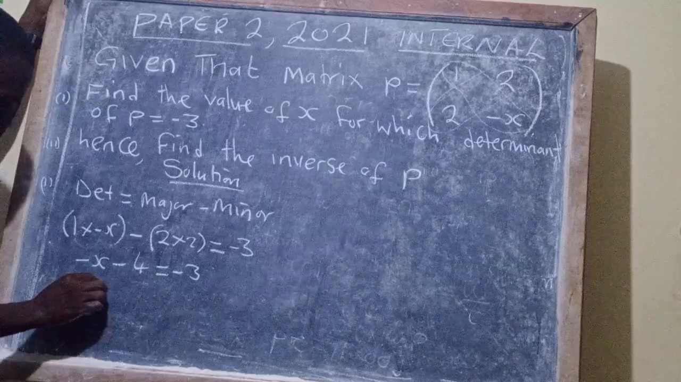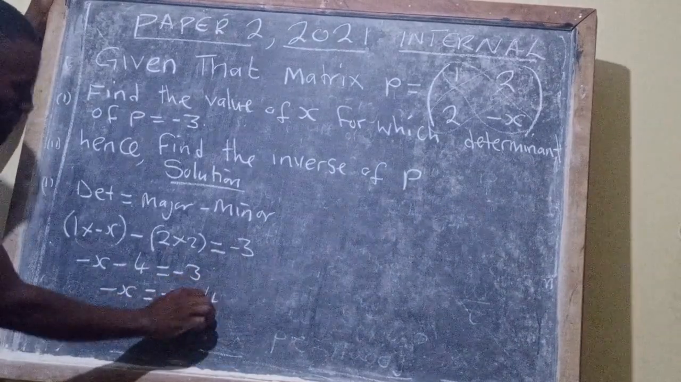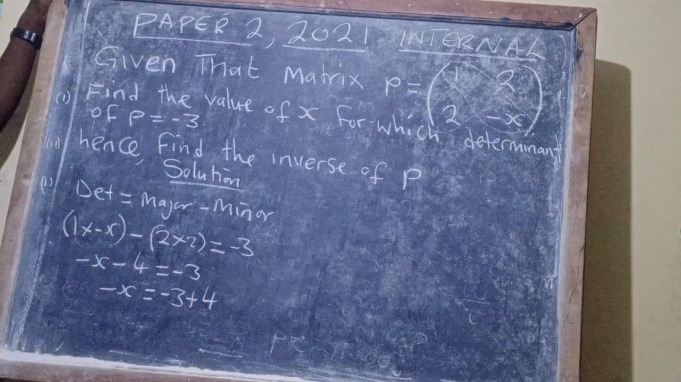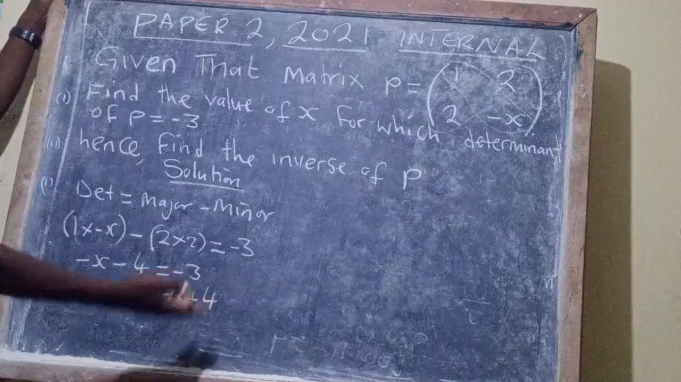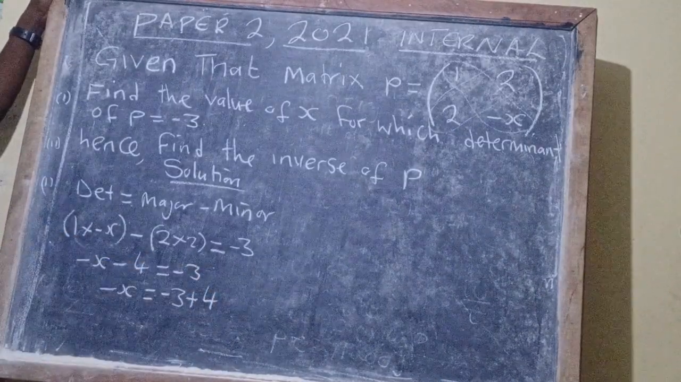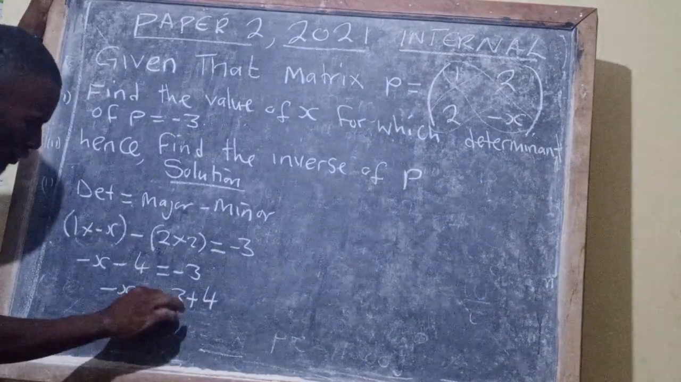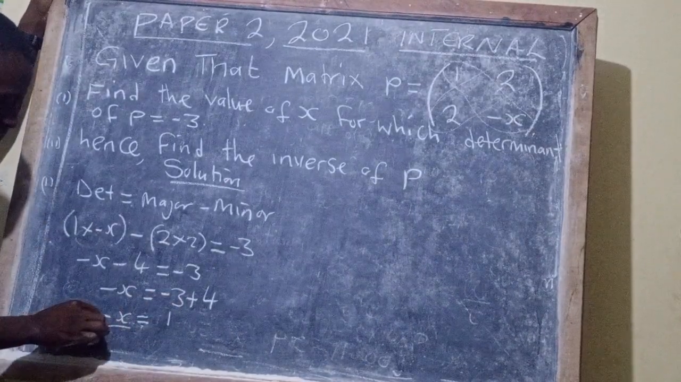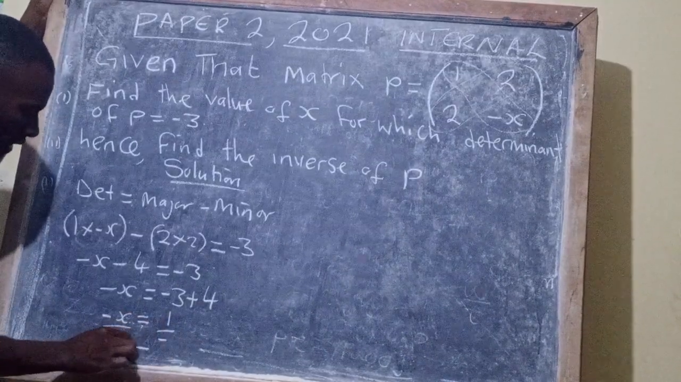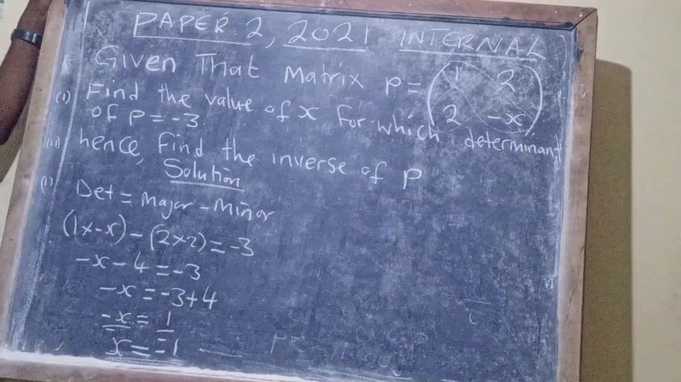So when this goes here, you remain with negative x is equal to negative 3 plus 4. Okay, so what is negative 3 plus 4? That is 1. You follow the sign of the bigger number, which is 4, it's positive, then you subtract 3, that is 1. So you have negative x is equal to 1. Then you divide both sides by a negative, so you have the value of x which is equal to negative 1 as our answer.